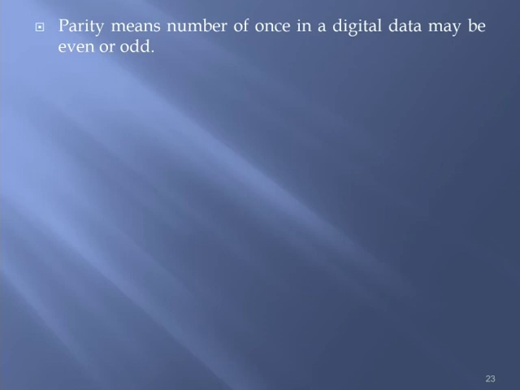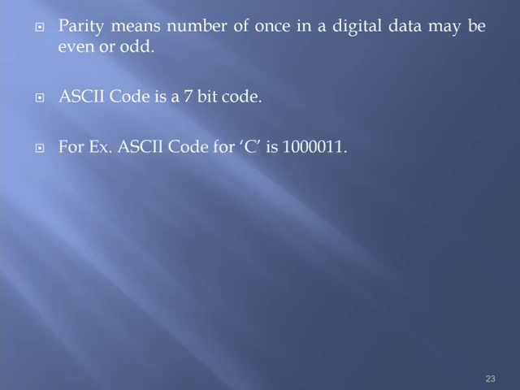Parity means the number of ones in digital data may be even or odd. So parity always refers to counting the number of ones in a given digital data. The number of ones can be either even or odd. So there are two different types of parity, even parity and odd parity, based on the number of ones present in a digital data.